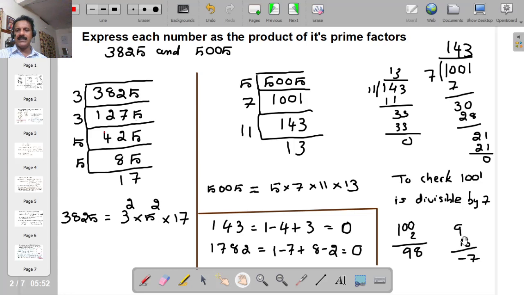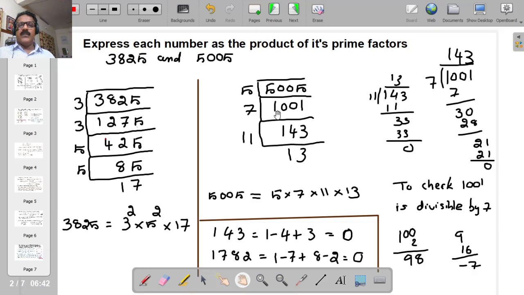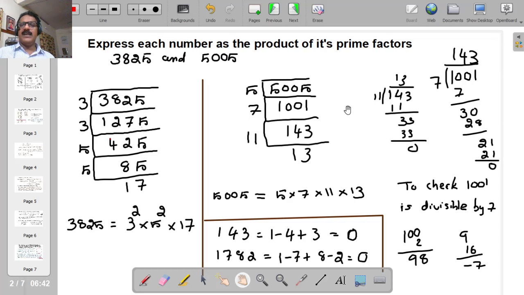So we are subtracting 16 from 9, giving negative 7. Negative 7 is a number divisible by 7. The quotient is negative 1 and the remainder is 0. So 1001 is divisible by 7. When we divide 1001 by 7, we got the quotient as 143 and the remainder is 0.